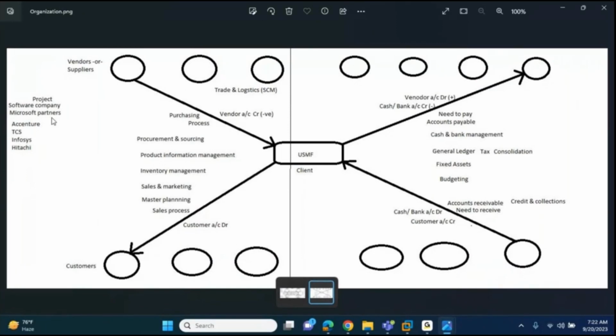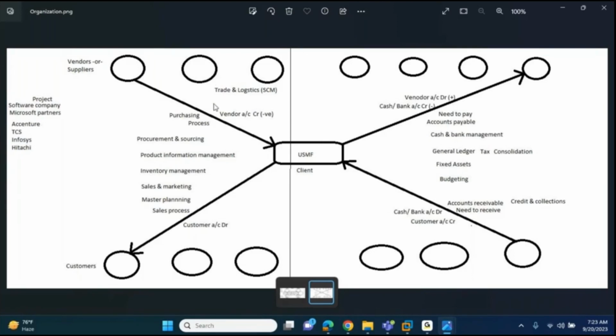So you are going to join a software company. These software companies are called Microsoft partner companies, also called Microsoft partners. This company will get a project. That project is called the client. Once you join a company, you are going to work for a project. That project is called the client. What will this client do? They will purchase the material, and they are going to sell the material to the customers.